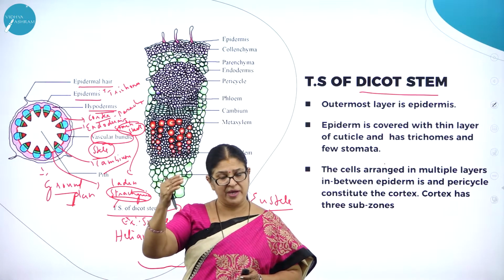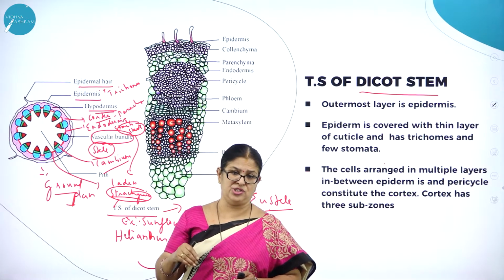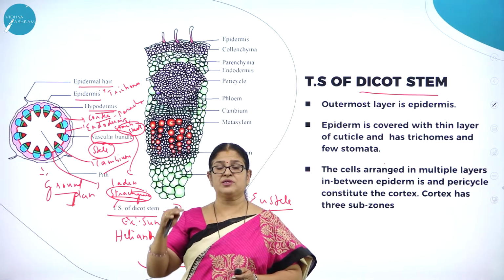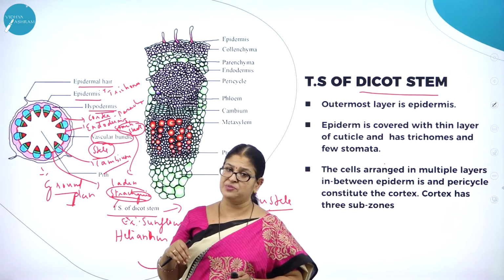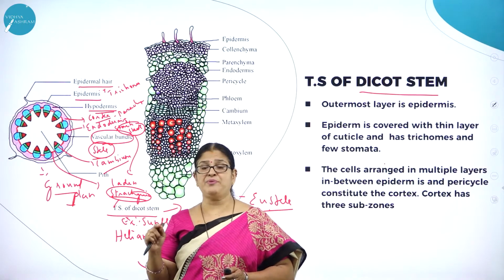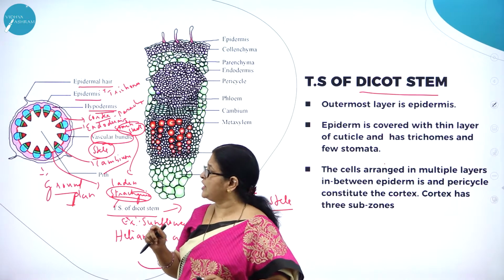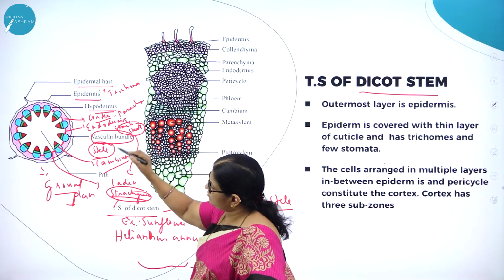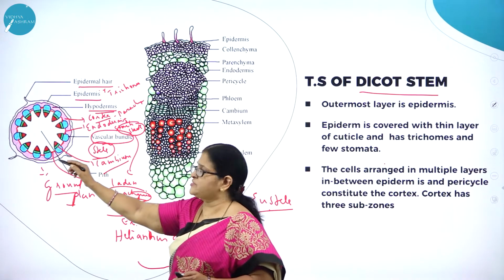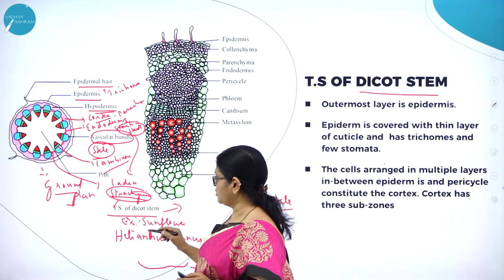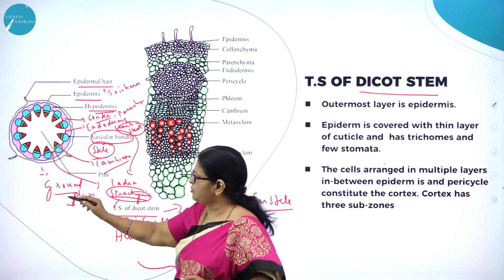Xylem and phloem are together, hence they are called as conjoined, and they are called collateral because phloem is above, xylem is below, and there is cambium, so it is open vascular bundle. And the vascular bundles are arranged in the form of a discrete ring, hence you use the word called eustele. So this is about the ground plan.